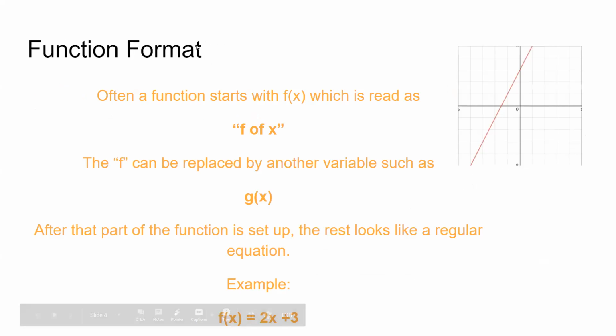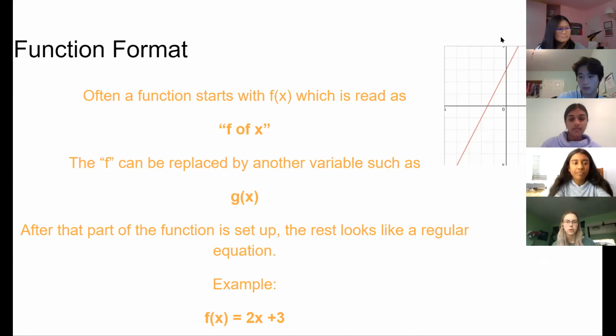So now we're going to talk about function format and how a function is written. It's often written like f and then x in the parentheses, which is read as f of x. And f can be replaced by any other variable. You can have g of x or any other letter. After that part of the function is set up, the rest is just a regular equation. So that example would be f of x equals 2x plus 3.